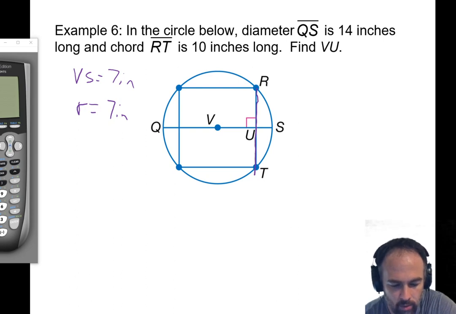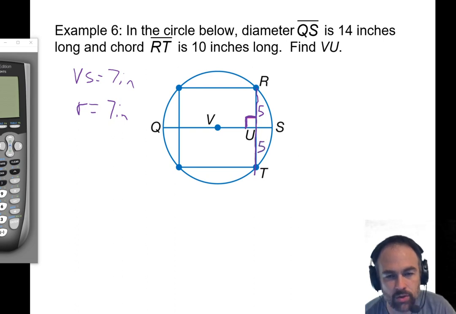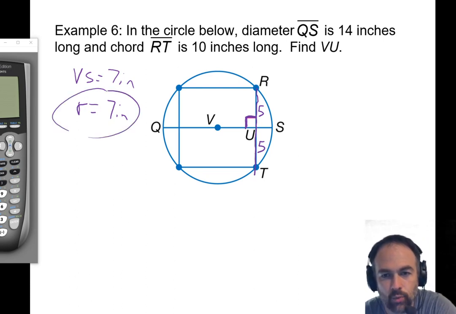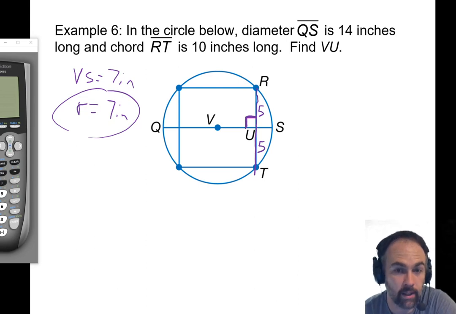So we know that we have VS as a radius, and it is perpendicular here at angle VUR. Therefore, it has been cut and RT is bisected. So each piece RU is half of that, which is 5, and UT is half of that, which is also 5. Now, at first I was like, how in the world am I going to use that to find VU? Until I realized that this is the important part. The radius is 7. All radii are 7.